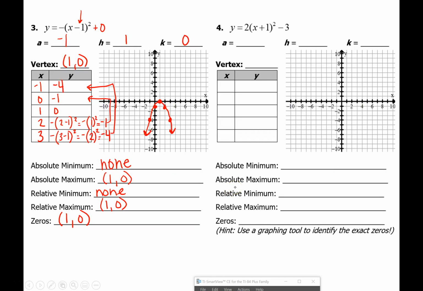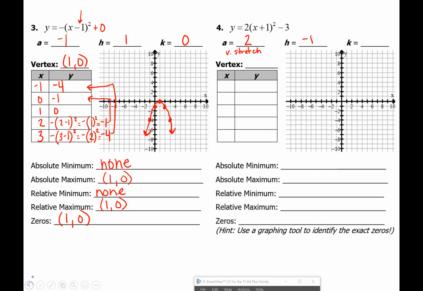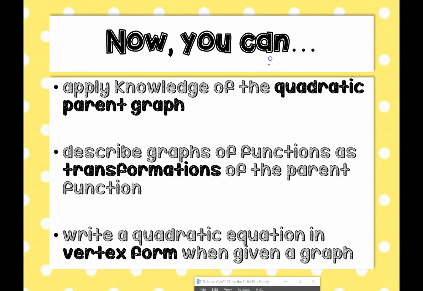Okay, so let's do one more that's a little bit harder, just for a last example of graphing. So in this one, we have an a value of 2, which means we're going to have a vertical stretch. We have an h value of -1 and a k value of -3. So our vertex is going to be -1, -3, and we're going to put that in the center of our table.